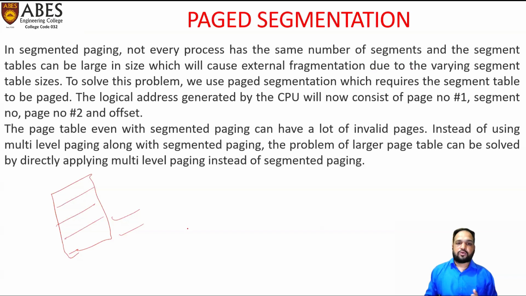To solve such problems, what we use is paged segmentation, which requires the segment table to be paged. In this, we have pages, and inside the page table we are storing the segment table. Logical addresses generated by the CPU will now consist of the segment number, page number, and the offset. So this is how we reduce the internal fragmentation.